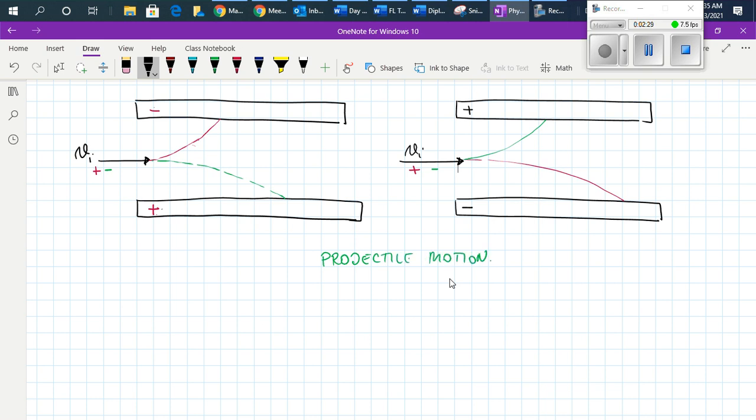And projectile motion, which we have seen and talked about in Physics 20, is a combination of two motions. The horizontal motion is a uniform motion, so no acceleration. And the vertical motion is a non-uniform motion.